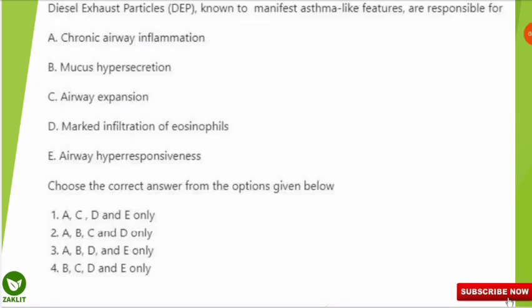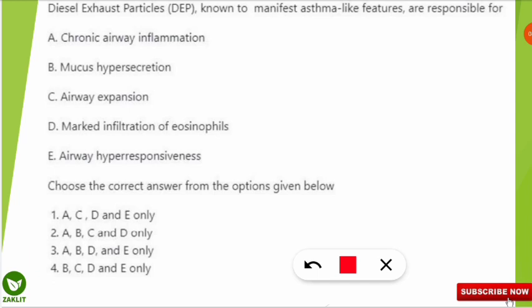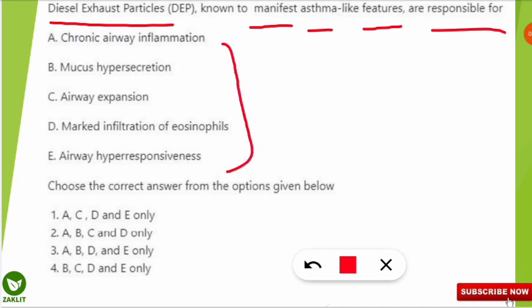This question was given based on options. These questions are repeatedly asked, not that it will simply ask direct questions. The question was: diesel exhaust particles, or DEP, known to manifest asthma-like features, are responsible for which of the following conditions in our body. I'll wait for a few seconds, then I will reveal the answer. You have to choose from these options.